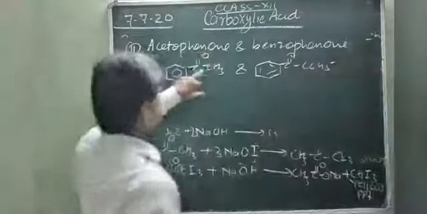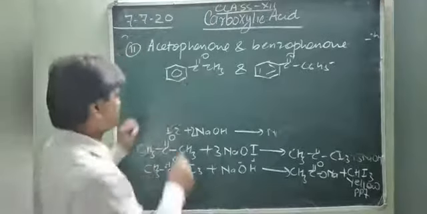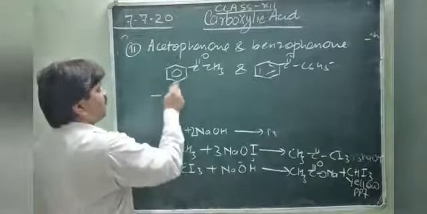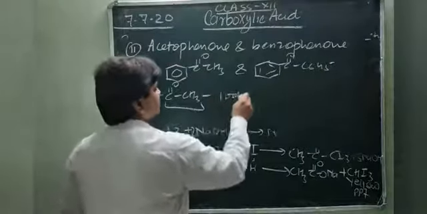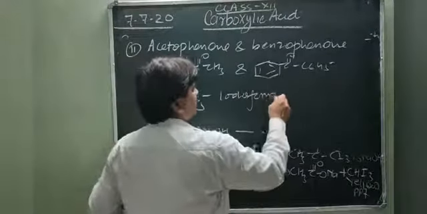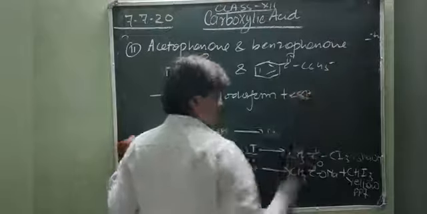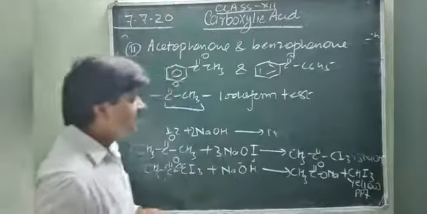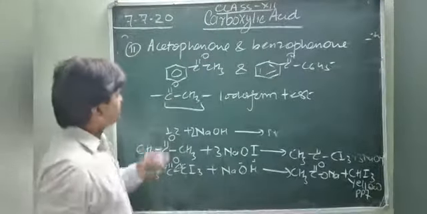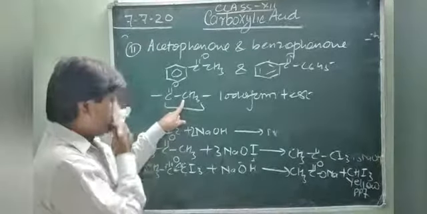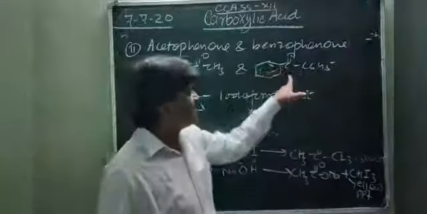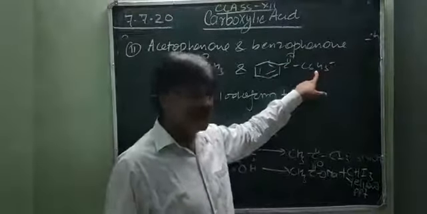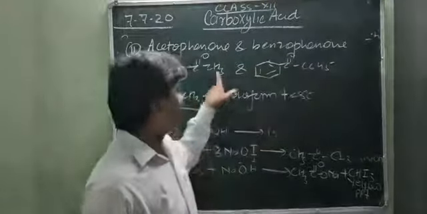So here COCH3, all those compounds having the COCH3 group, when the compound has the COCH3 group, it gives the iodoform test. Keep in mind, any compound containing the COCH3 group gives the iodoform test. So here in benzophenone, there is no CH3, so it does not give it.